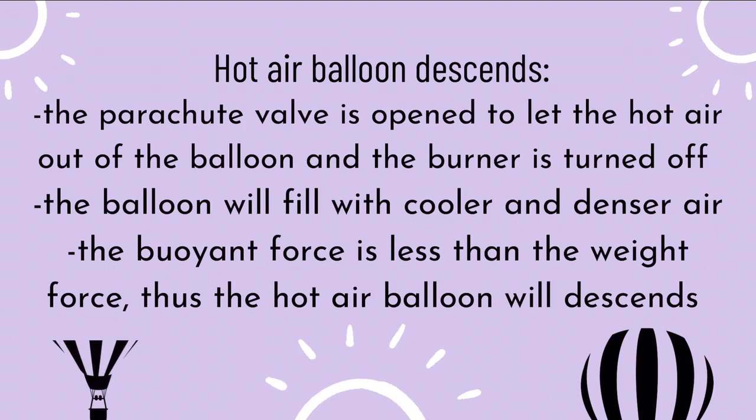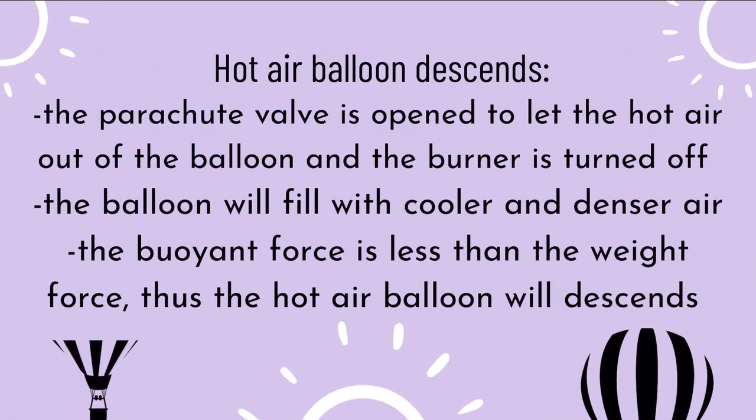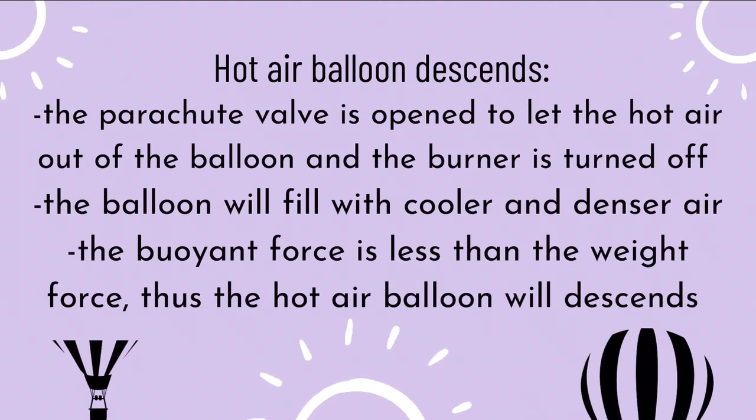Now, the hot air balloon can rise up and remain stationary. Of course, it can descend too. Okay, like I told you before, the hot air balloon has a parachute valve, and it is to release the hot air inside the balloon to go out. This is how the hot air balloon descends.